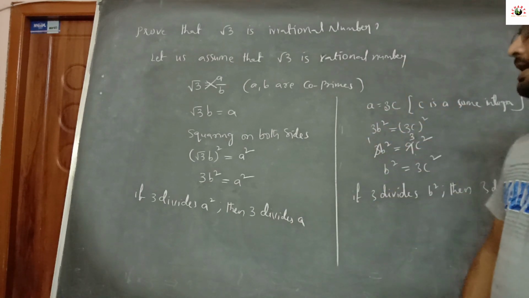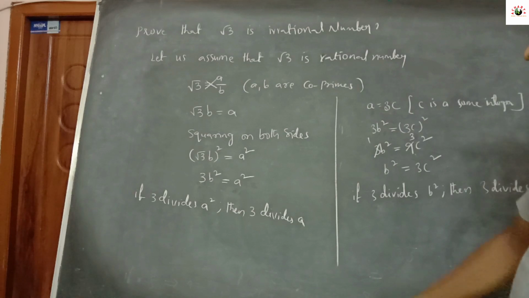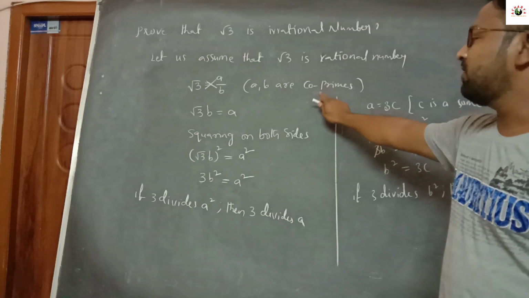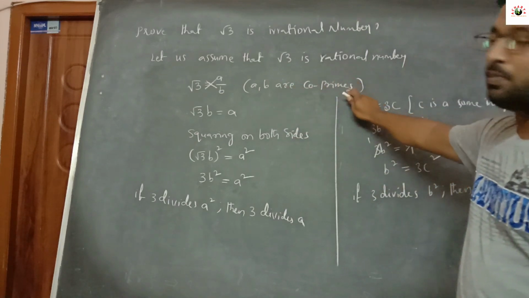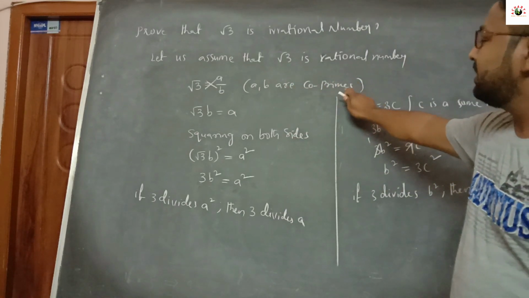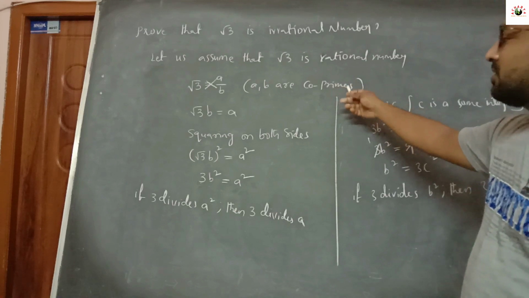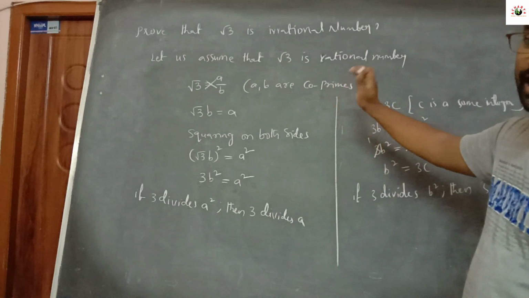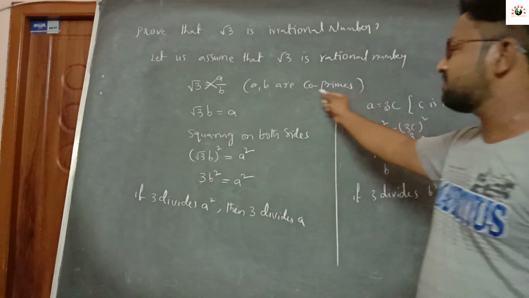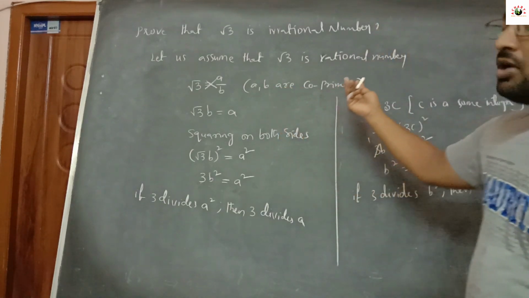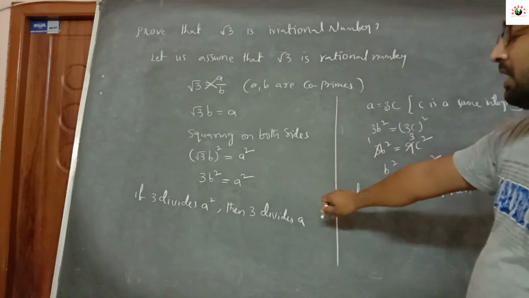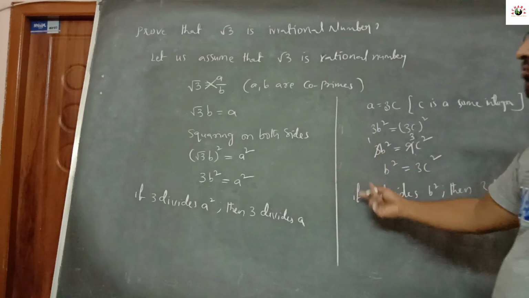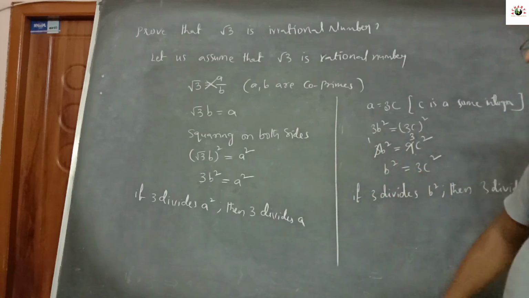Root 3 is an irrational number. Why irrational? Here, at the start, we took a, b as co-primes. Co-primes means the common factors of a and b: there are no common factors of a and b other than 1. That's why a, b are co-primes. But coming to these two statements, 3 is a common factor of both a and b.